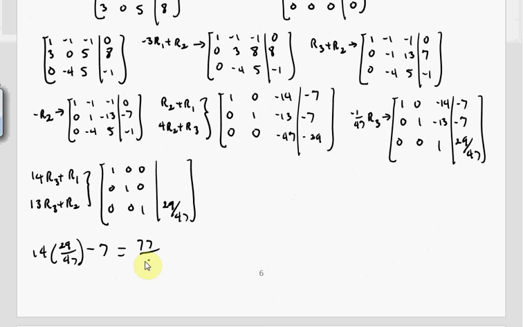77 over 47. And then the next thing to do is 13 times 29 over 47 minus 7. We get 48 over 47. Okay. Is that what you got too? Or are you trusting blind Ernest?